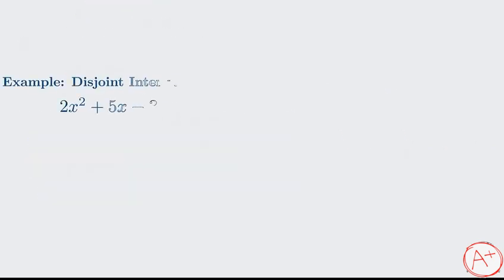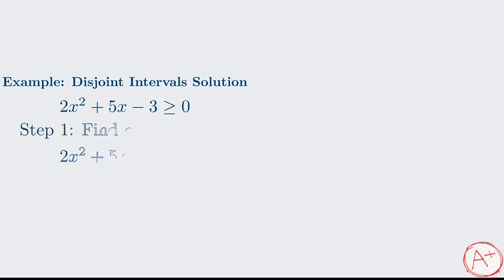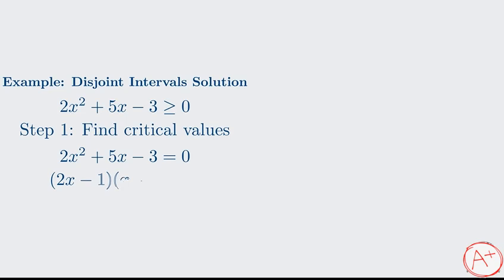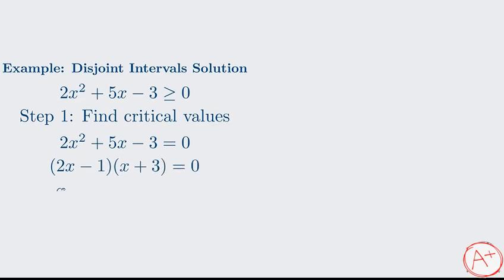Now, let's look at a case where the solution is split into two parts. Solve the inequality 2x squared plus 5x minus 3 is greater than or equal to 0. We start by solving the equation 2x squared plus 5x minus 3 equals 0. By factorizing, we find that (2x minus 1)(x plus 3) equals 0. This gives us critical values at x equals 0.5 and x equals negative 3.